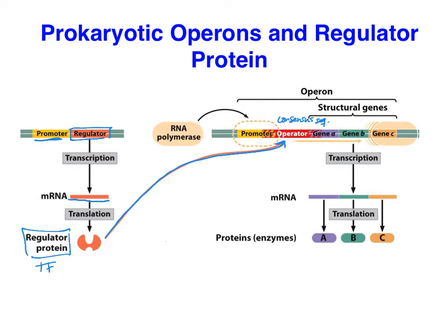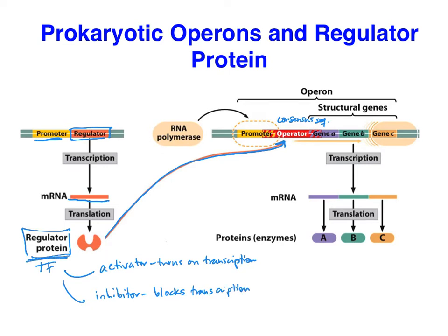And there are 2 types of regulatory proteins. This regulatory protein could be an activator. That means it turns on transcription or helps turn on transcription. Or a transcription factor could be an inhibitor. That means it blocks or prevents transcription. Either way, this regulatory protein will help determine when the operon is turned on and making its different component proteins.